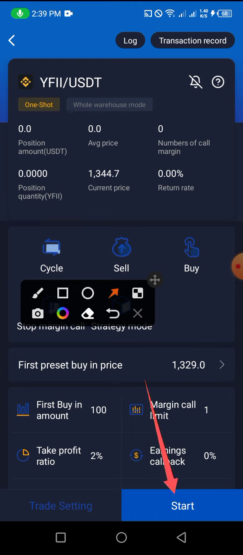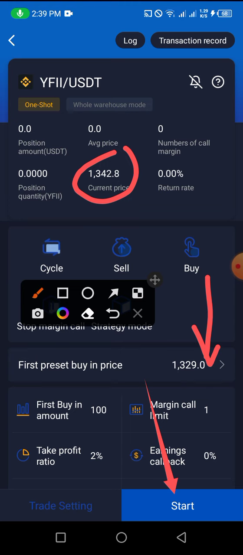If I tap on start, the robot will be in a waiting mode. The coin will entirely appear green, just waiting to take action, so that once the price drops from the current price to the price I have set, the price at which I want the robot to take action, the robot is going to buy immediately. So that is how you enter. That's how you set and trade a coin for a signal that has been dropped in the group.